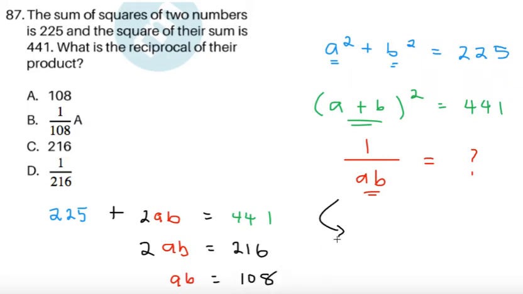So to get 1 over AB, that's simply 1 over 108. In both ways, you can get that the answer is choice B over here. So 1 over 108. I think the A here is just a typo, so we have choice B. So it's 1 over 108.